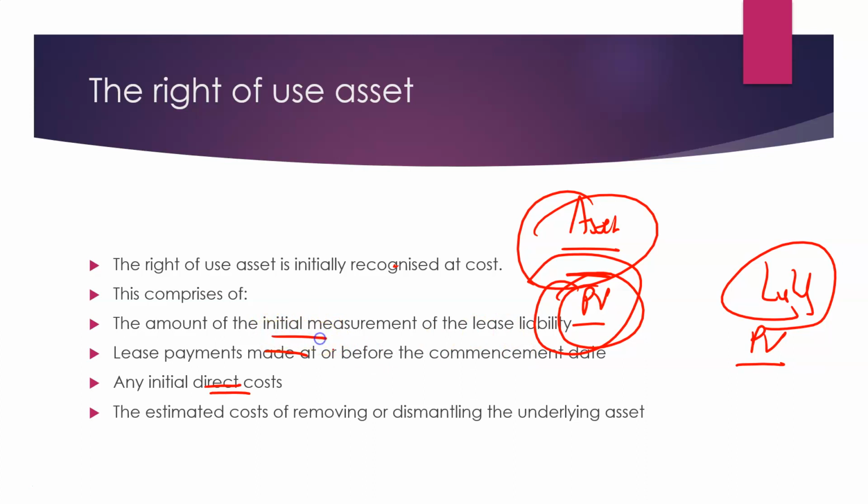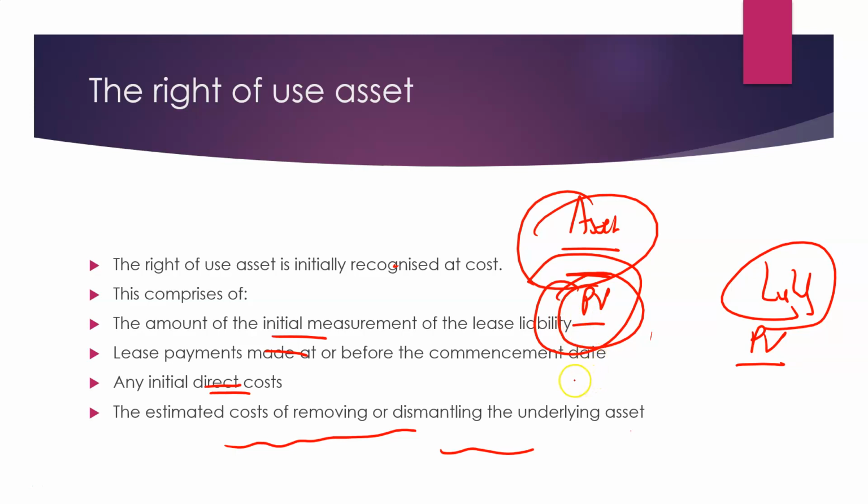So the initial measurement of the asset includes the lease liability and, of course, any lease payments made at or before the commencement date. We'll see some examples of that. And sometimes we have the capitalization of a future dismantling cost or removal cost, almost like a provision, that we need to recognize right at the start of the asset. And that will unwind over the years until we finally pay it.